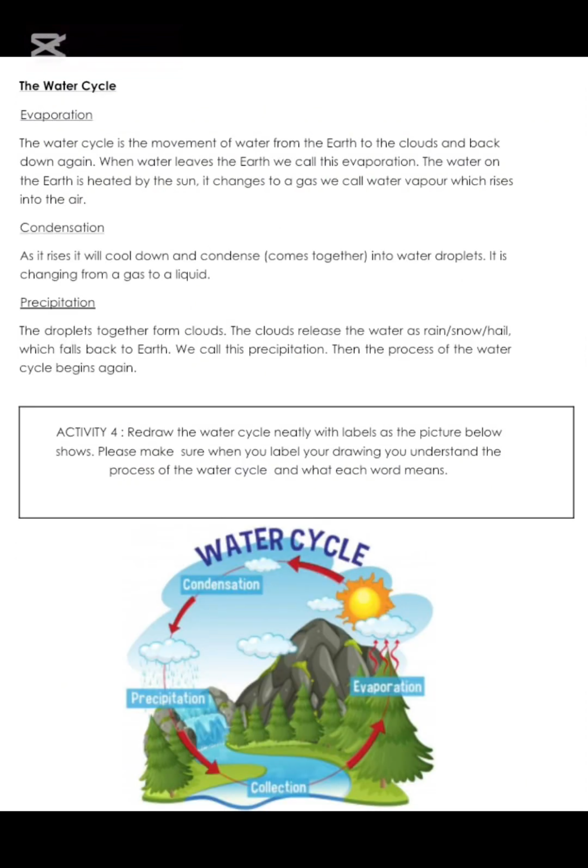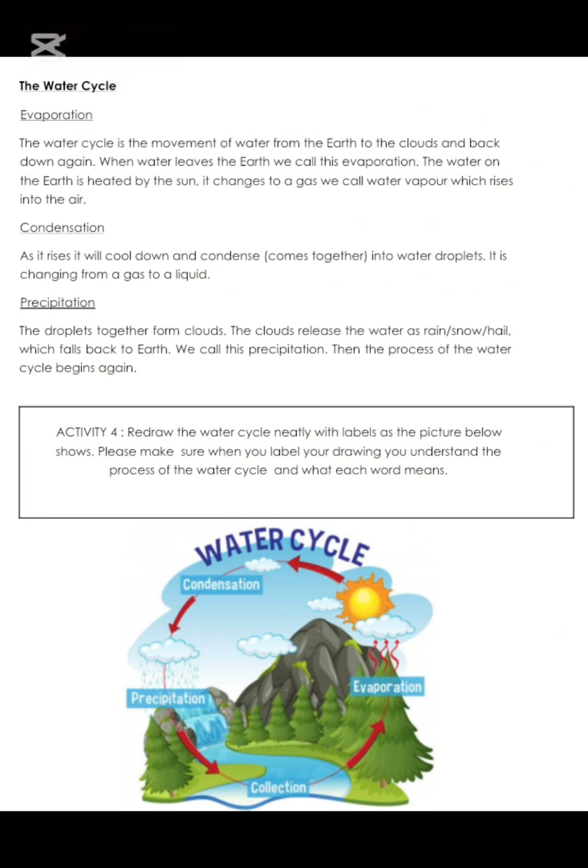The water cycle. Evaporation. The water cycle is the movement of water from the earth to the clouds and back again. When the water leaves the earth, we call this evaporation. The water on the earth is heated by the sun. It's changed to a gas and we call this water vapor, which rises into the air.